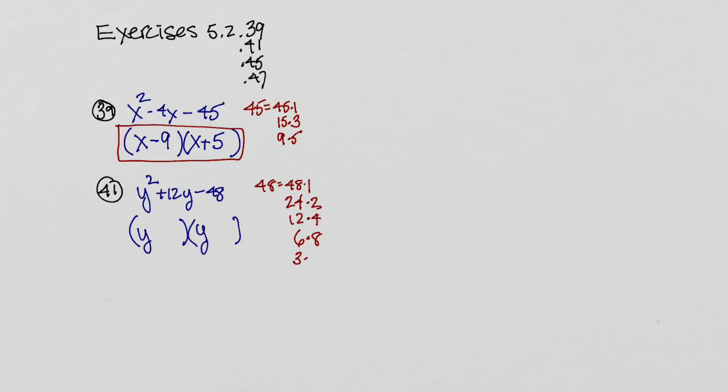How about 3 and 16? Well, 3 and 16, that gives me 19 or 13. You know, I think I've got all of these factors of that 48, at least that I can think of. So I don't see any in this list that are going to give us this 12. So I'm going to claim now that this is prime.